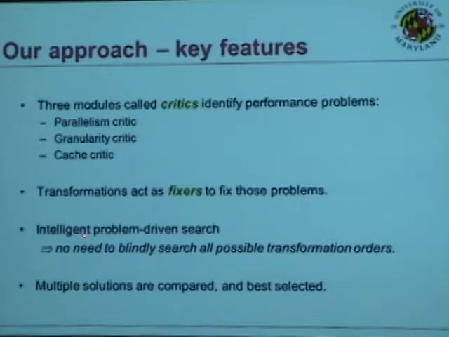So what we've got is an intelligent problem-driven search technique, which we use, and that searches through the transformations based upon the problems identified by the critic, rather than blindly searching through all possible transformation orders. Because if you start searching through all possible transformation orders, it's an exponentially large space. You may or may not ever find the right one. In fact, it's more than exponential, because it's exponential if everything can appear only once. If you've got n transformations and everything appears once, and everything must appear once, well, then you've got n permutations, n factorial orders.